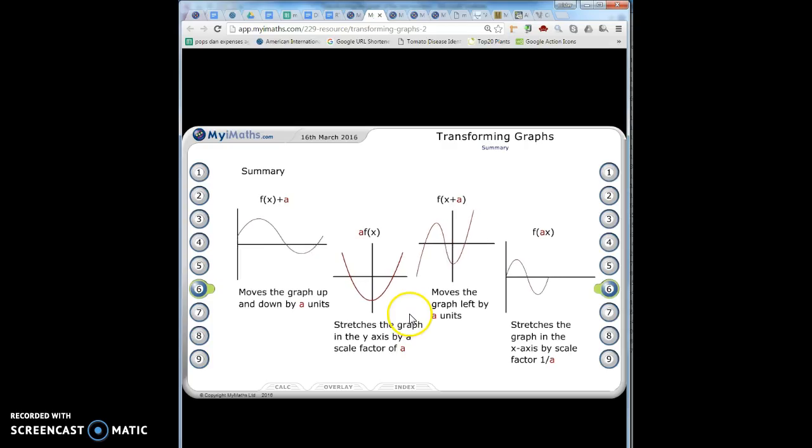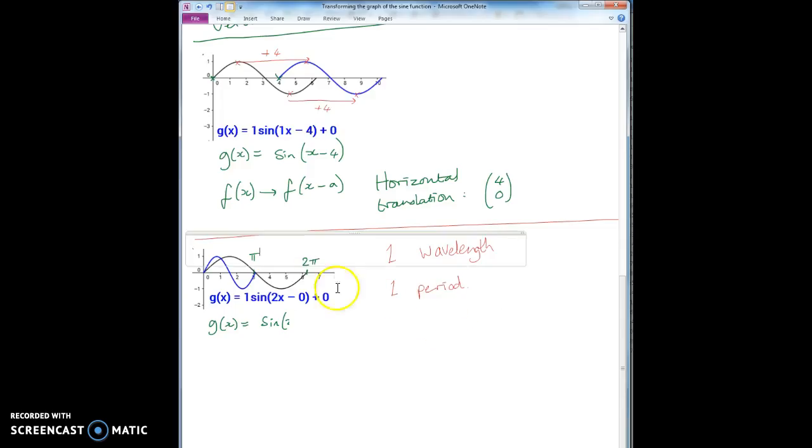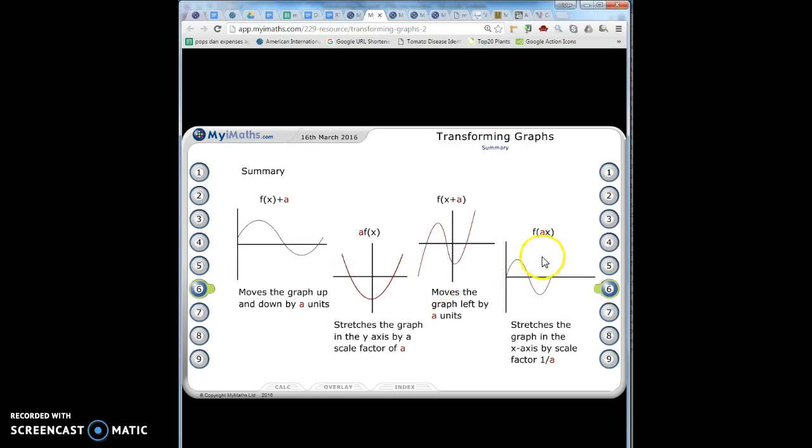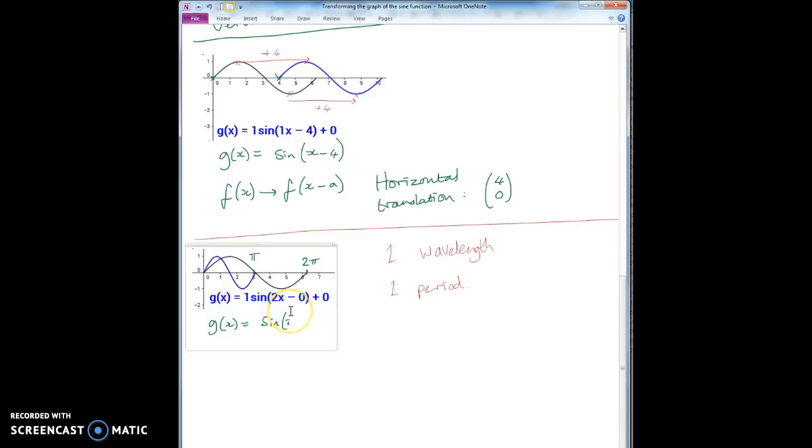Hopefully you all remember this screen here on the My iMaths Transforming Graphs lesson, and the situation we're looking at here where we're multiplying the input to the sine function. What we're looking at is this one here, f of ax, which causes a stretch of scale factor 1 over a in the horizontal direction. So this is like f of x being transformed to f of ax, which is a stretch scale factor 1 over a in the x direction, or in the horizontal direction.